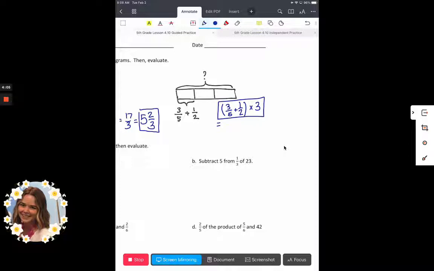So my first step is going to be to add 3/5 plus 1/2. So I want to turn these into fractions with a common denominator. I'm going to turn them into tenths. So we have 6/10 plus 5/10 times 3. And when we add those two together, we get 11/10 times 3. And we get 33/10, or 3 3/10.